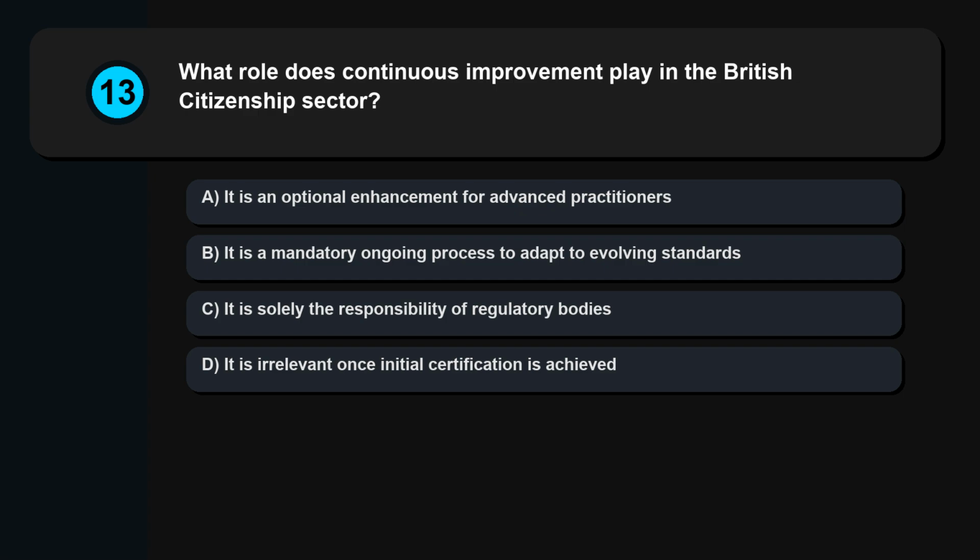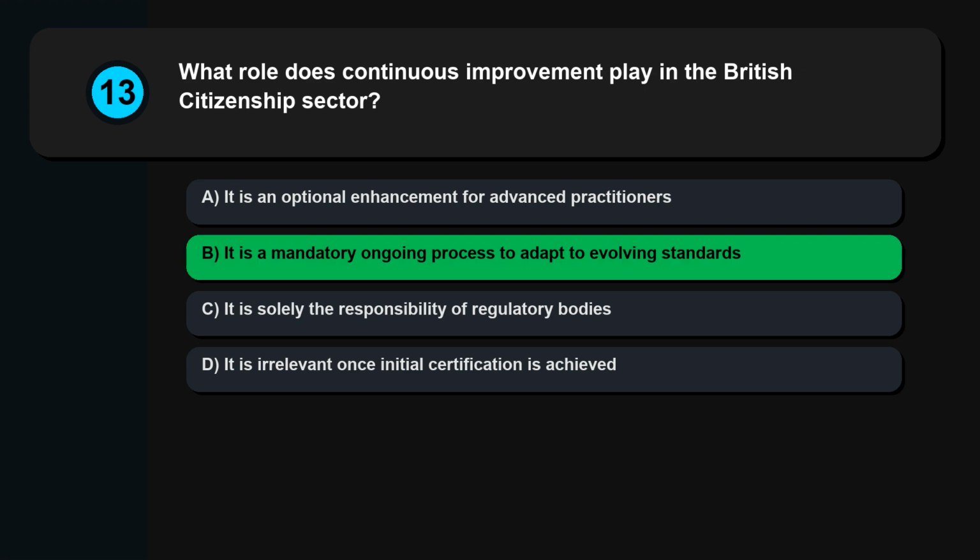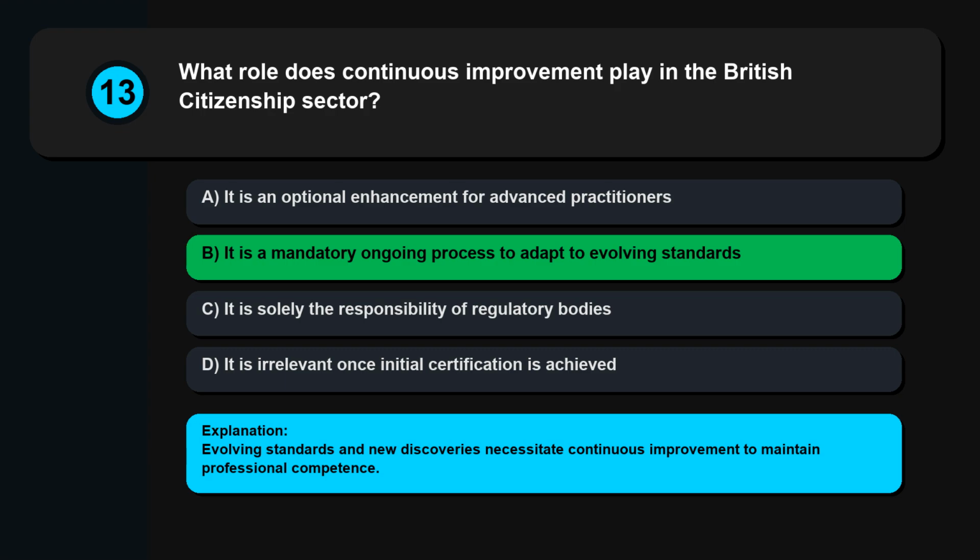Question 13. What role does continuous improvement play in the British citizenship sector? It is an optional enhancement for advanced practitioners. It is a mandatory ongoing process to adapt to evolving standards. It is solely the responsibility of regulatory bodies. It is irrelevant once initial certification is achieved. Evolving standards and new discoveries necessitate continuous improvement to maintain professional competence.